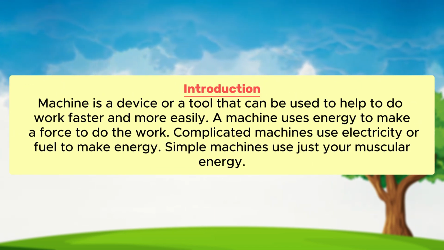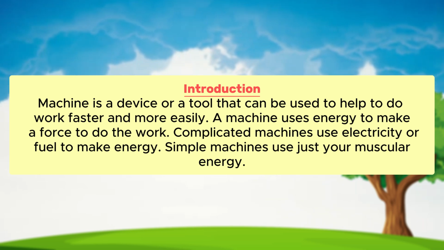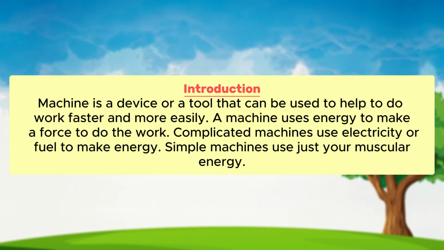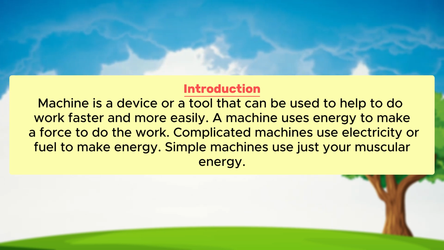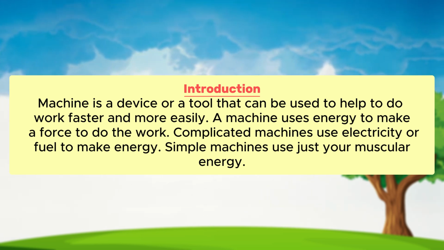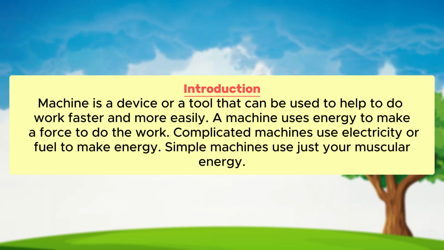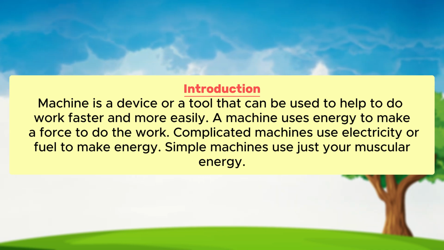Introduction to the chapter. A machine is a device or a tool that can be used to help to do work faster and more easily. A machine uses energy to make a force to do the work. Complicated machines use electricity or fuel to make energy. Simple machines use just your muscular energy.